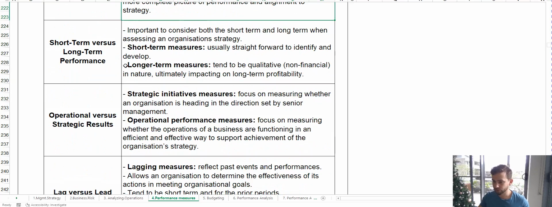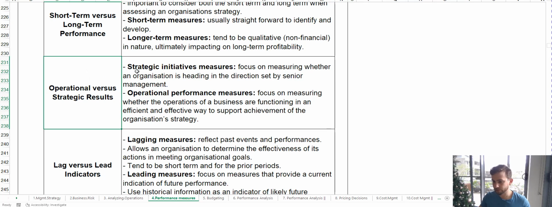Okay, next is short-term versus long-term. It's also important to consider whether it's a short-term or a long-term strategy. Short-term measures usually are straightforward to identify and develop, whereas long-term measures tend to be more qualitative measures, but ultimately impact long-term profitability.